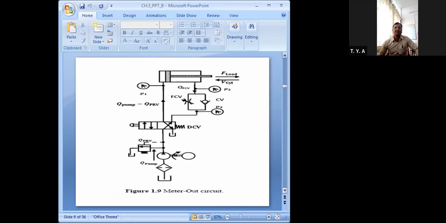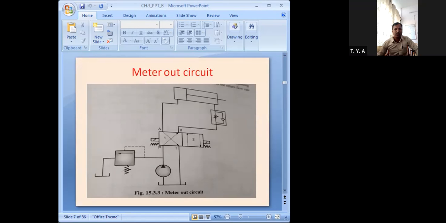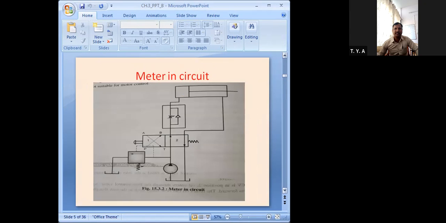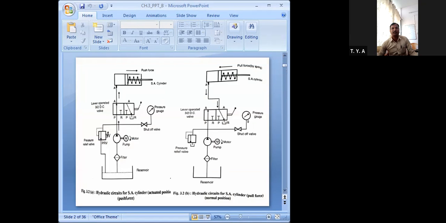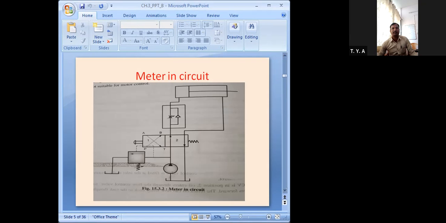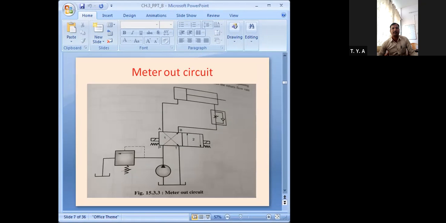Understood or not? See, this is the difference. In the meter in circuit, the flow control was at the inlet port of the cylinder, but in the meter out circuit, the flow control valve is located in the outlet line of your hydraulic cylinder, this one. Getting it? So this is the difference. Okay, understood or not?